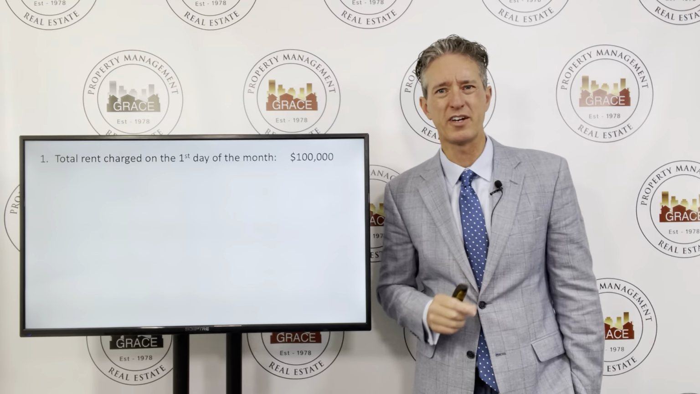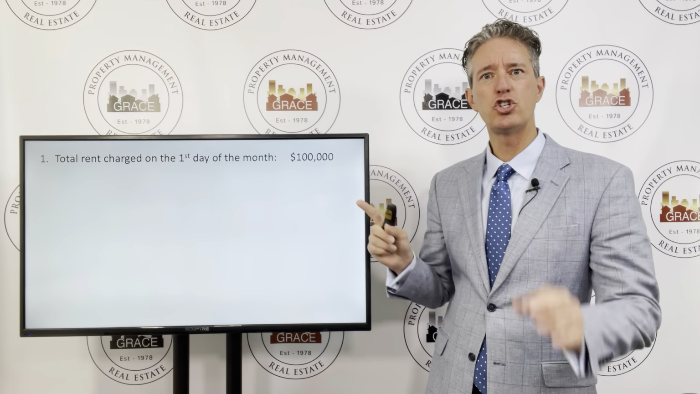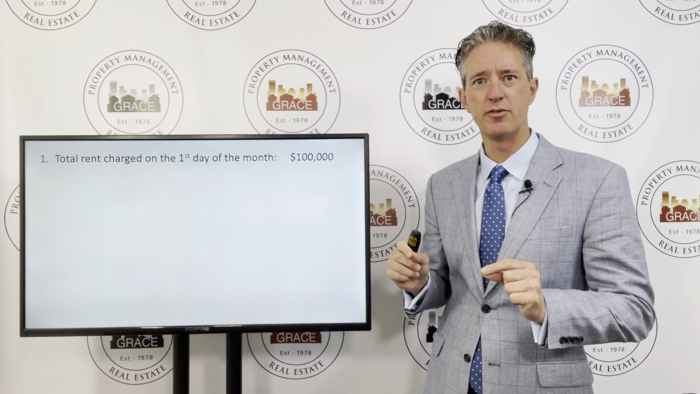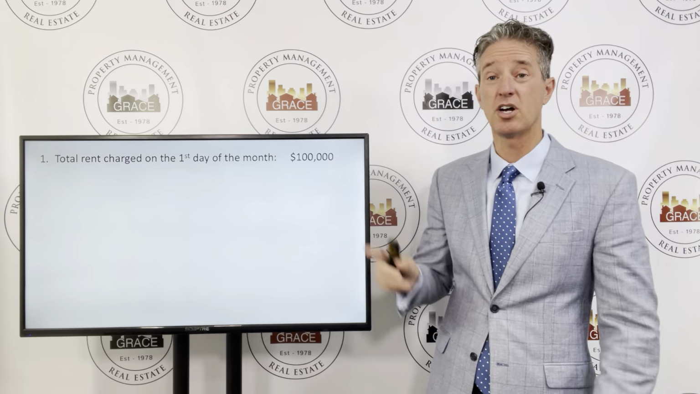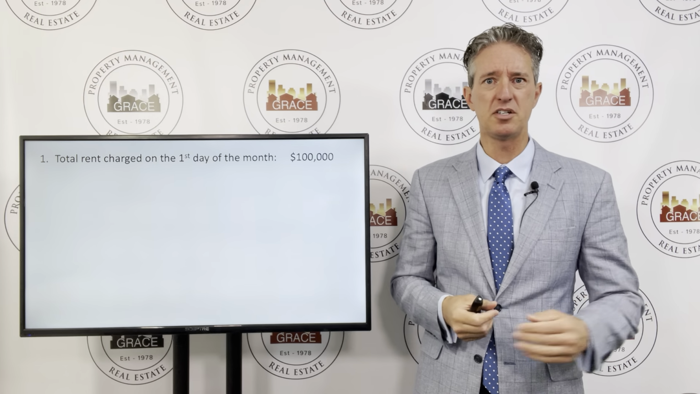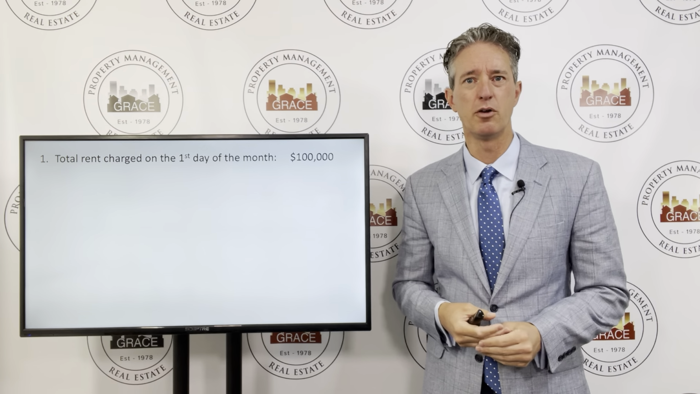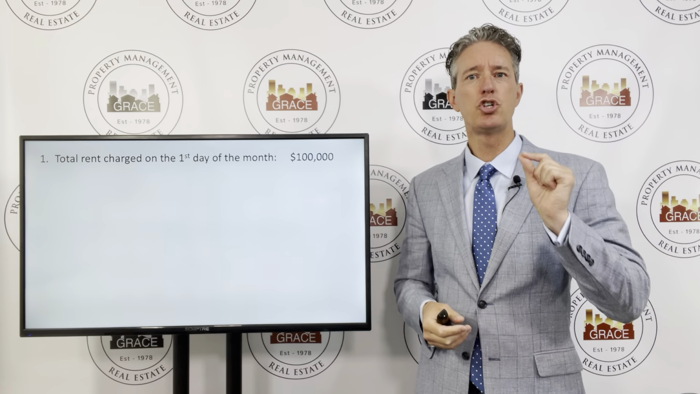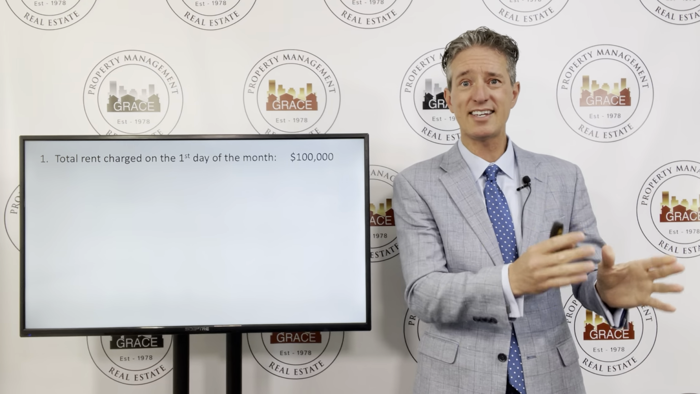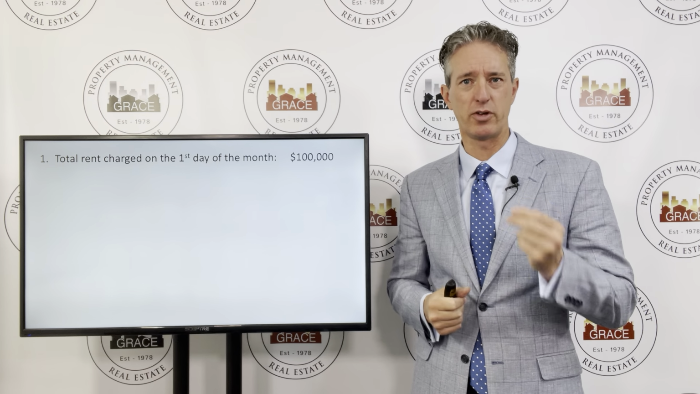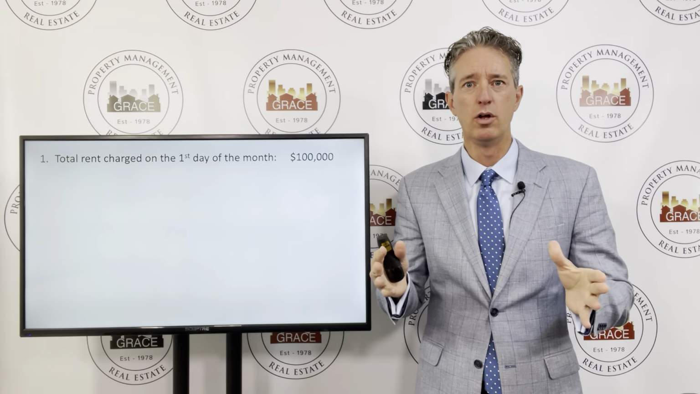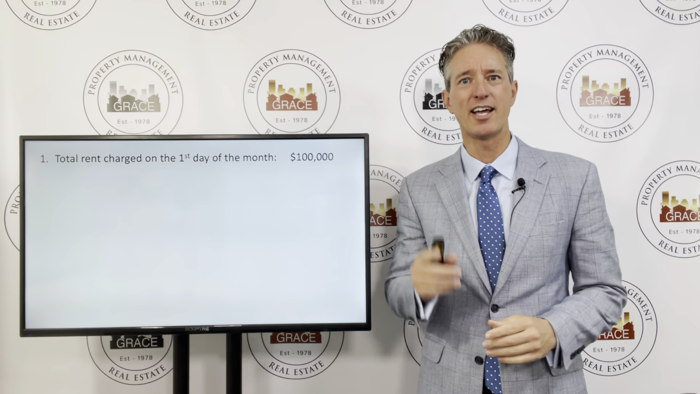So let me give you a real life example. You probably can't see this real well, but let's pretend that the total rent, and this is what you need to do, the total rent charged on the first day of the month, you need to start tracking that. The total rent charged on the first day of the month is $100,000. Let's pretend you have 100 properties. Maybe they're each renting for $1,000 a month. So on the first day of the month, you charge $100,000. Write that down somewhere, because that is one of the 2 numbers you're going to need to calculate your delinquency rate, because that's the goal. The goal is to collect all the rent that was charged.